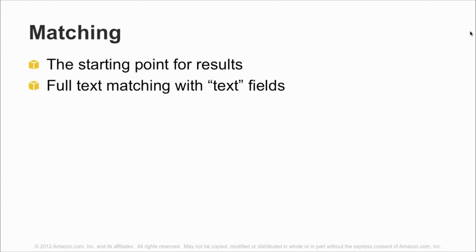We talked about text fields. Text fields allow you to do full text matching. So a query like rolling would match a document that contained Rolling Stones. Well, star would match a document that contains Star Trek.